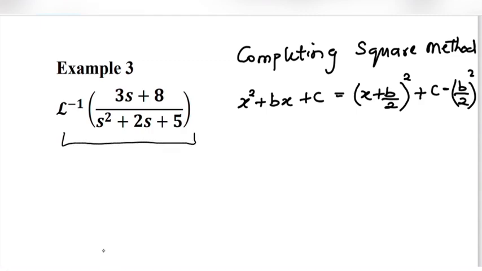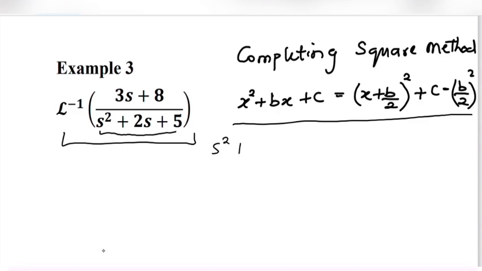Well, if you look closely, the denominator is not something we are very familiar with, and that leads us to applying the completing the square method, which gives us this simple formula. And if we bring it in here, we have our s squared plus 2s plus 5, and clearly here our b is 2 and our c is 5.